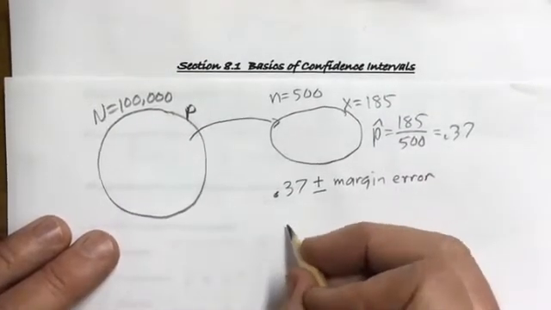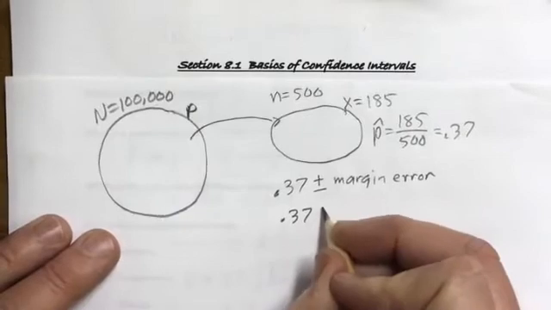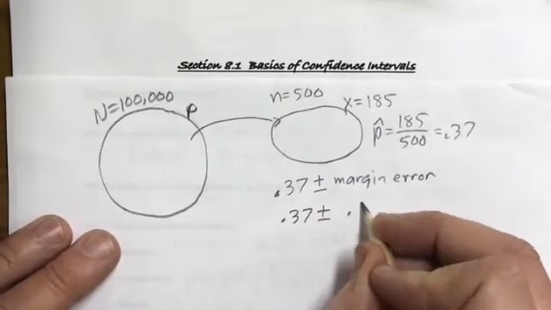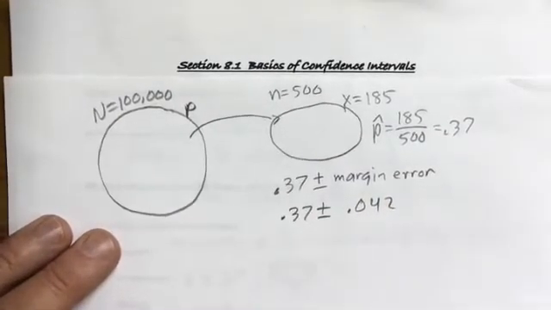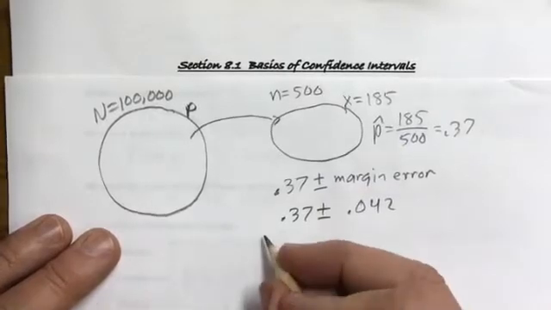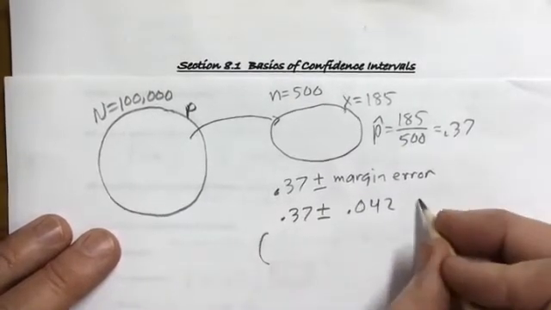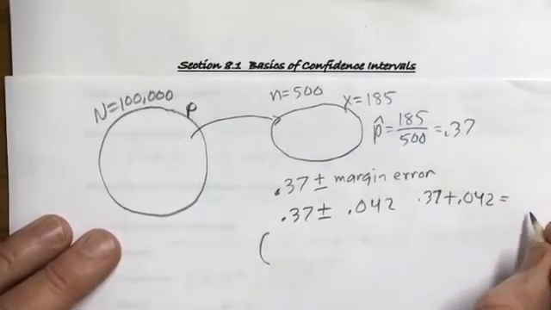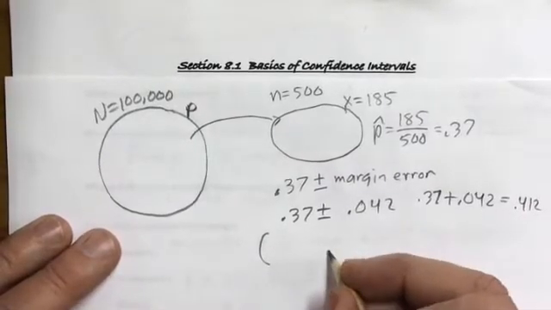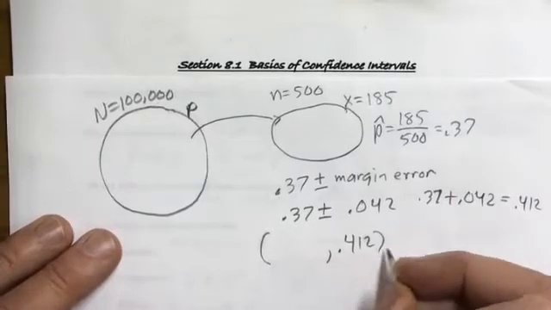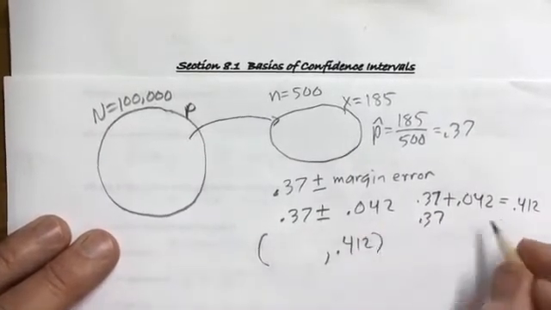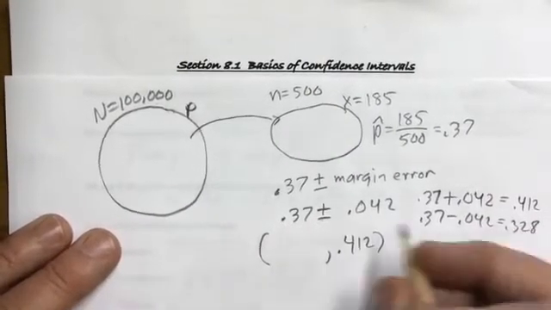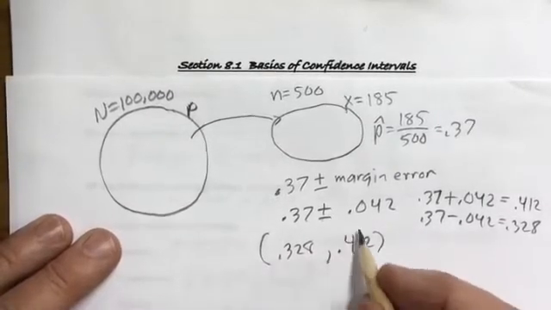And so let's just say for this particular interval, and we are creating what we'll call a 95% confidence interval. We'll explain all this later. But let's say we get 0.042. And that's our margin of error. So our interval would thus be this. So we'll say 0.37 plus 0.042. And so that is equal to 0.412. So that is our upper value, 0.412. And then we go 0.37 minus 0.042. And so that is equal to 0.328. And so that is 0.328. And that is a confidence interval.